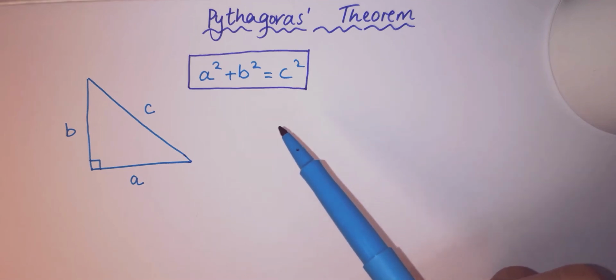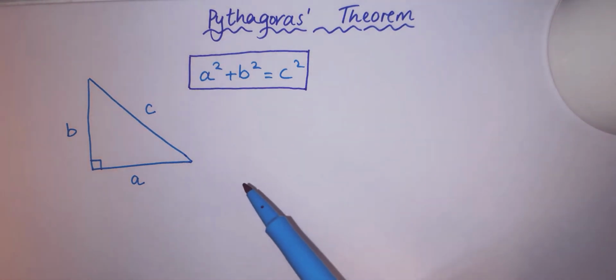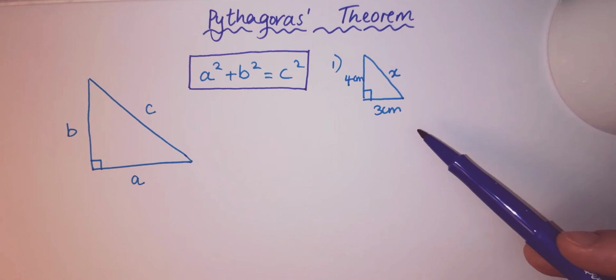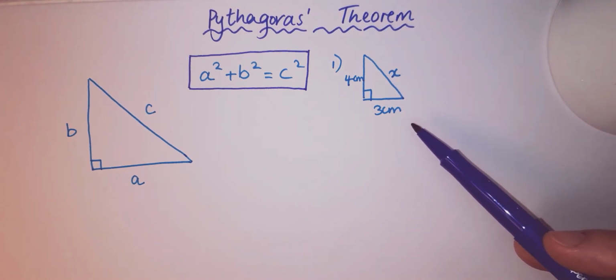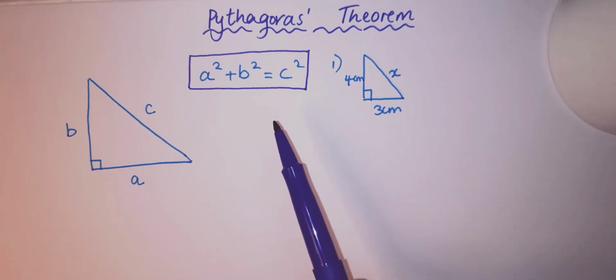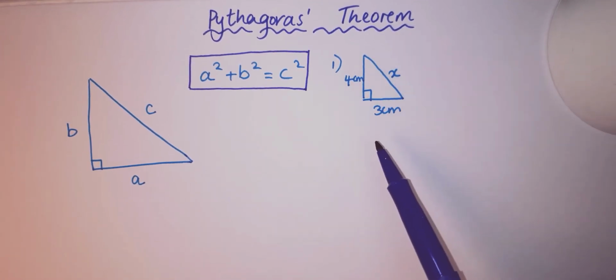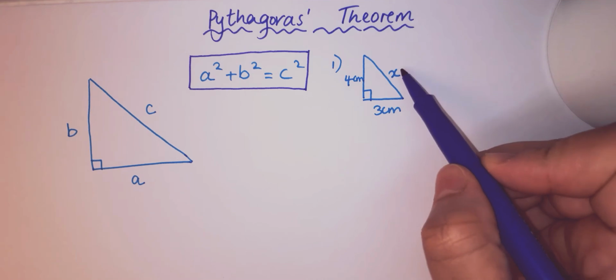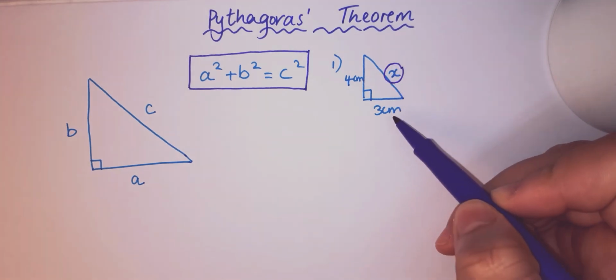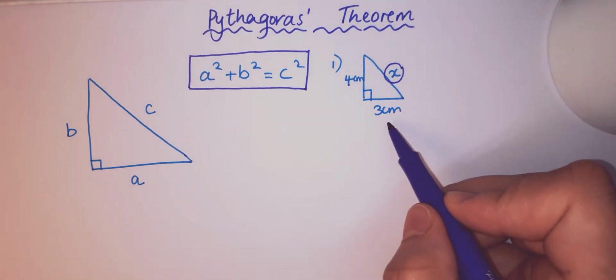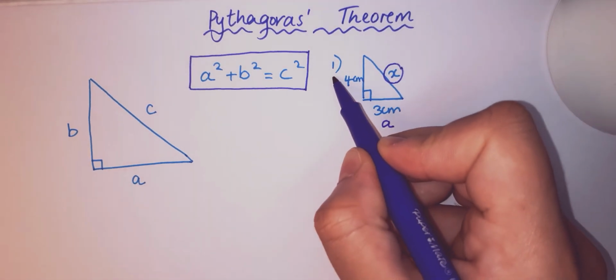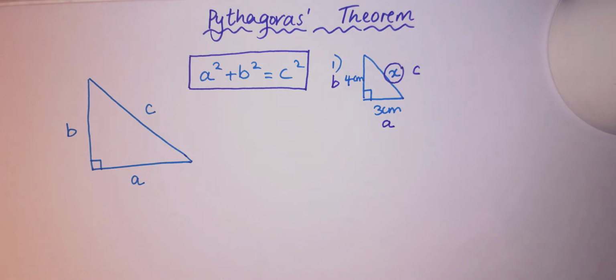So, for example, if we do a question, and it gives us this, all we have to do is use this equation with this triangle. So, we have to find out what x is. The first thing we need to do, as I've said over here, is label the triangle. So, this would be A, this is B, and x is C.